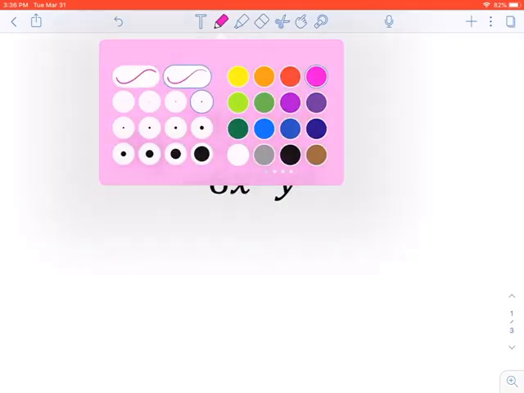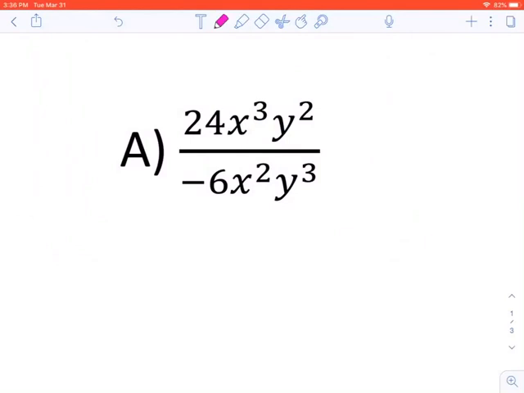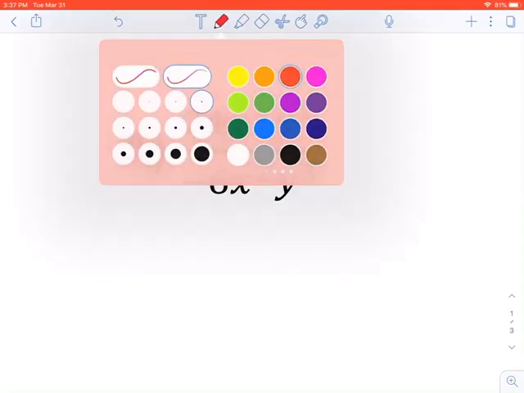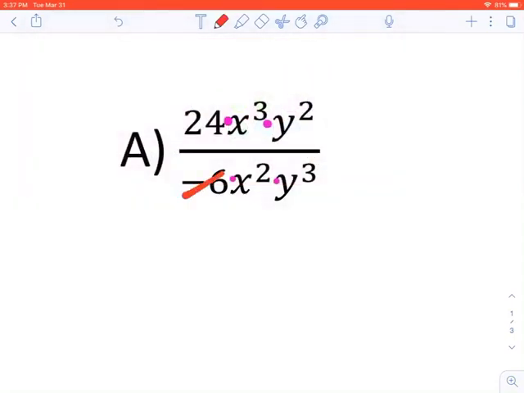Okay, and so if I look at a, I have 24x cubed y squared. Notice it's 24 times x cubed times y squared. And on the bottom, it's negative 6 times x squared times y cubed. All this multiplication means all those numbers and variables are factors of each other. So you can go straight into reducing everything. Okay, so negative 6 can go into 24 a negative 4 times.